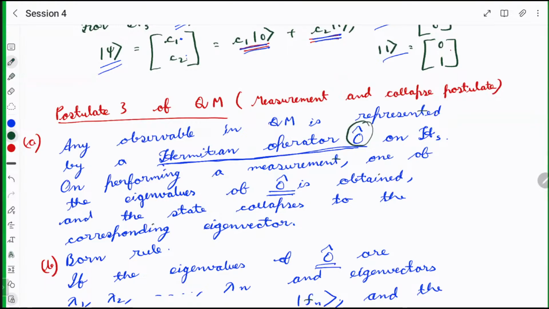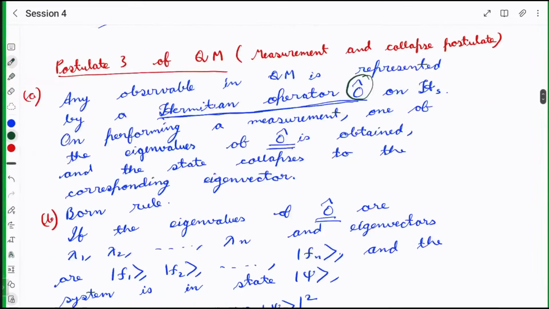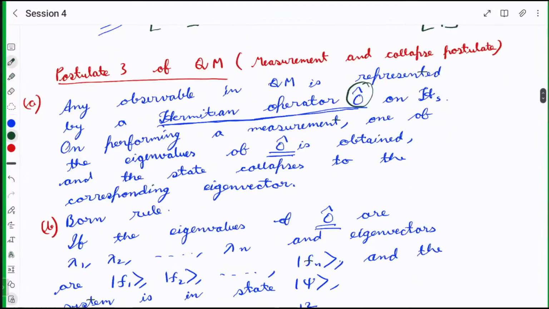So it says that if you do a measurement, is it being recorded? It is being streamed on YouTube, I think. Yeah, it is being recorded in that way. Okay.